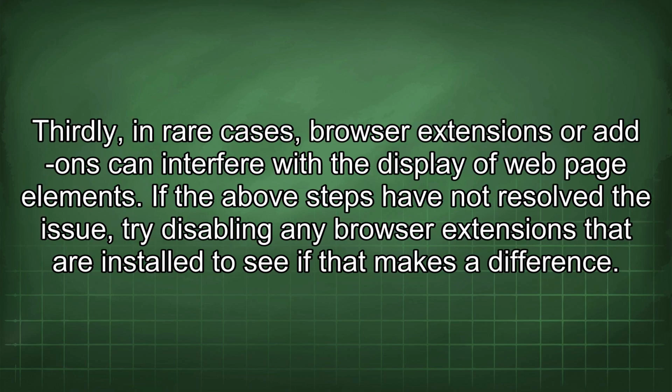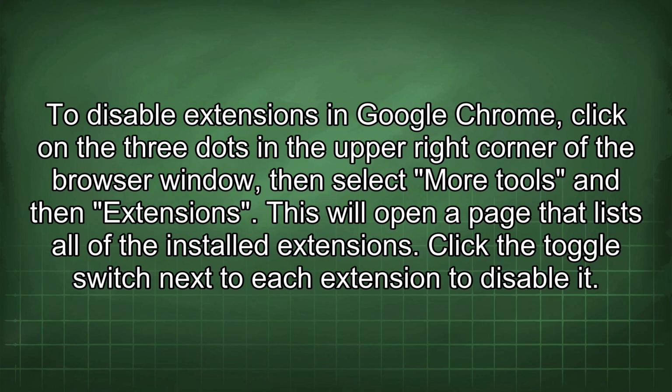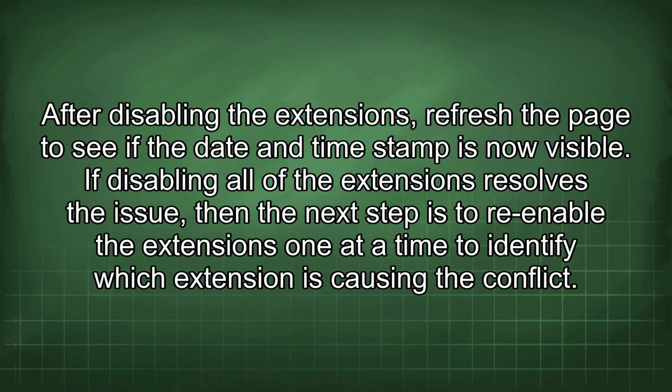Thirdly, in rare cases, browser extensions or add-ons can interfere with the display of web page elements. If the above steps have not resolved the issue, try disabling any browser extensions that are installed to see if that makes a difference. To disable extensions in Google Chrome, click on the three dots in the upper right corner of the browser window, then select More Tools and then Extensions. This will open a page that lists all of the installed extensions. Click the toggle switch next to each extension to disable it. After disabling the extensions, refresh the page to see if the date and timestamp is now visible.